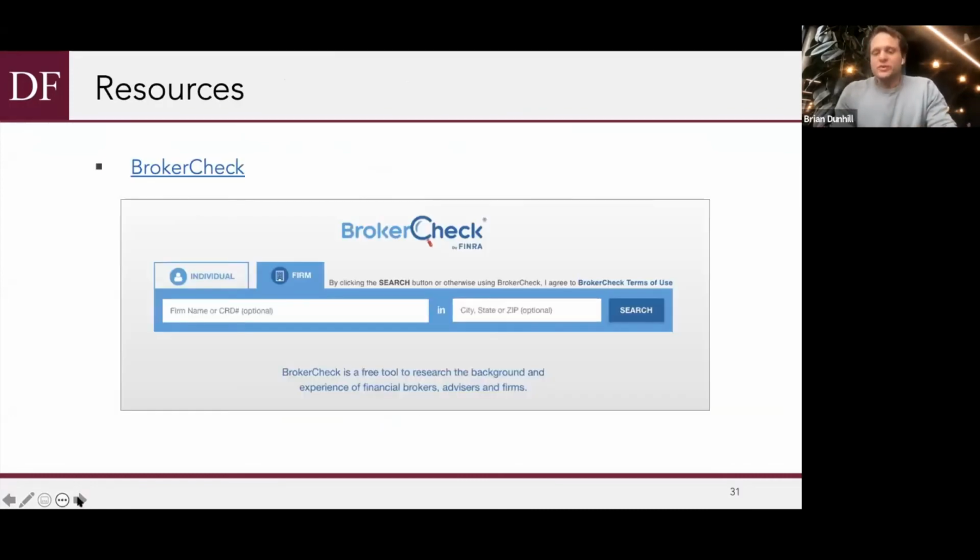We'll go through just a couple of resources and then we'll pass it over for Q&As. Essentially, one of the very important places to look before you hire a financial advisor is BrokerCheck. You'll get the entire background of that financial professional and any other information that you need to know.